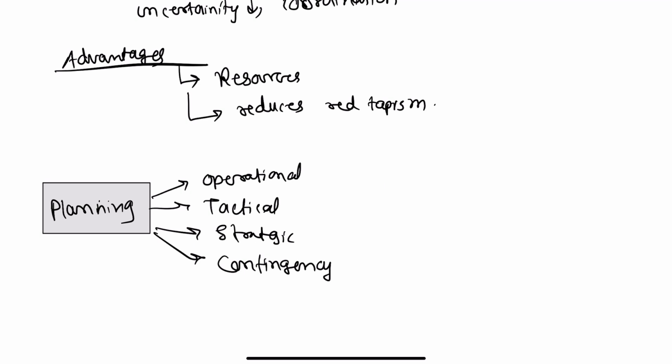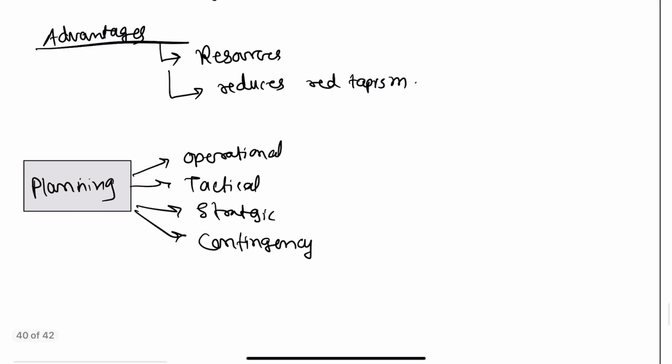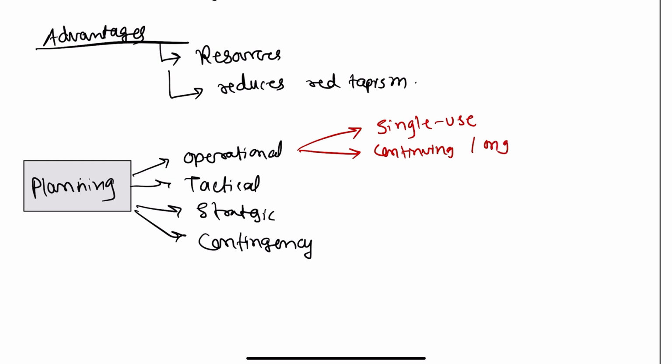Operational plans can be divided into single-use plans. Let me write this down for you: single-use plans. Then we have continuing or ongoing plan. It is also called a standing plan. Okay.